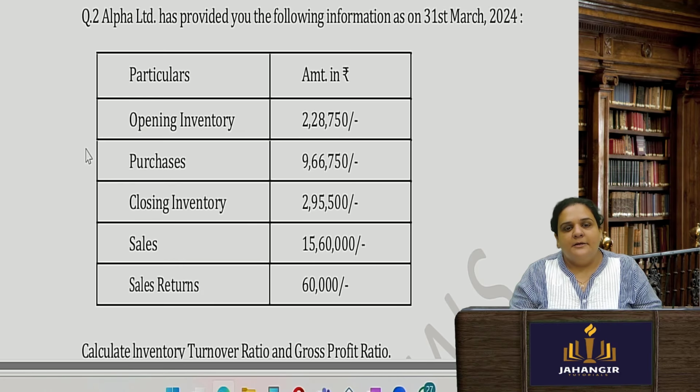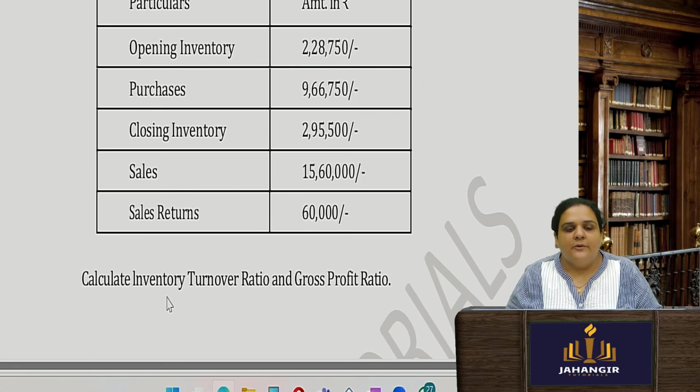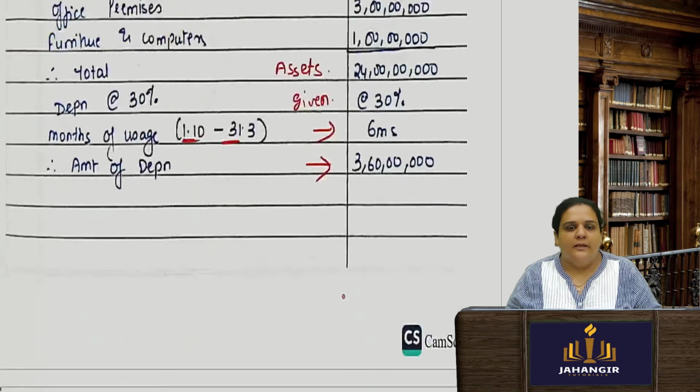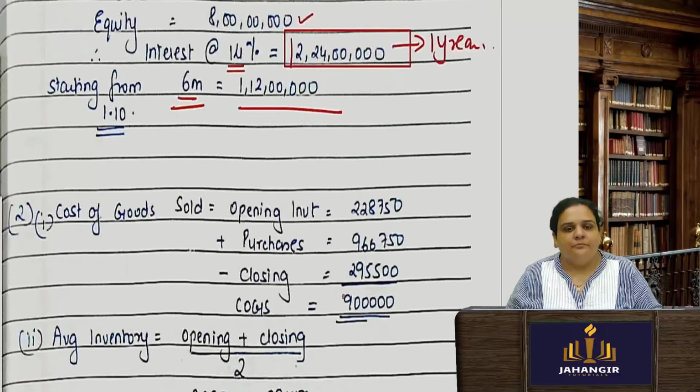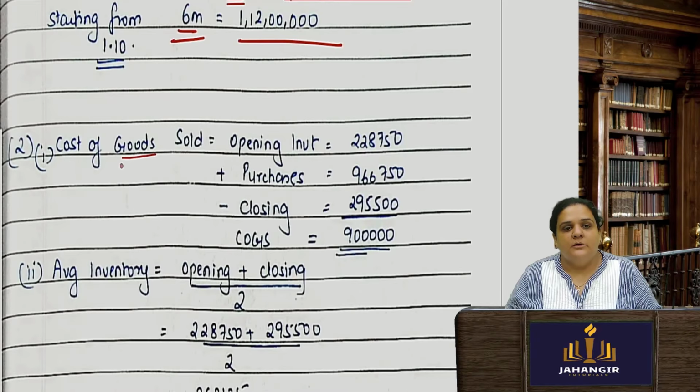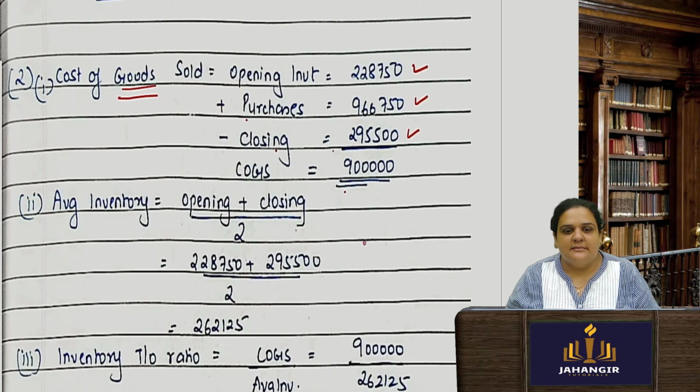Question number 2, very easy. Opening inventory, purchases, minus closing, sales return. We have to calculate inventory turnover ratio and gross profit ratio. Cost of goods sold: for the gross profit ratio, I'll need COGS. Opening inventory plus purchases minus closing, I'll get my COGS. Opening given, purchases given, closing is given. COGS is 9 lakhs.